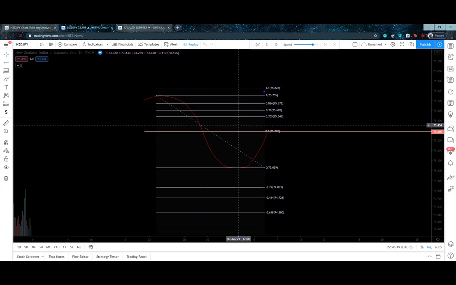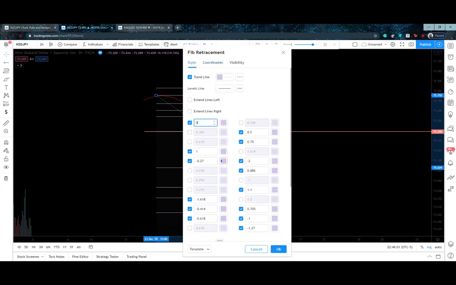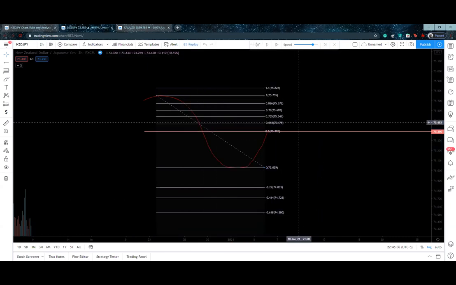Now, what is the difference in how we're using a fib compared to other teachers, other gurus that would use a fib? Well, a lot of them will tell you to add the 61.8 level. And let's go ahead and add it. Me personally, I don't use this level.